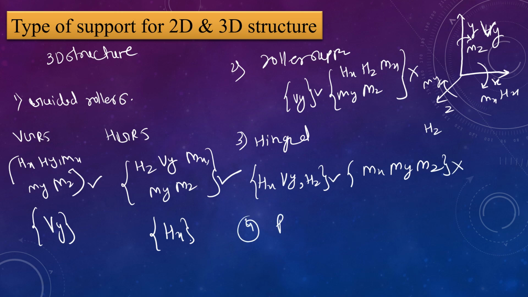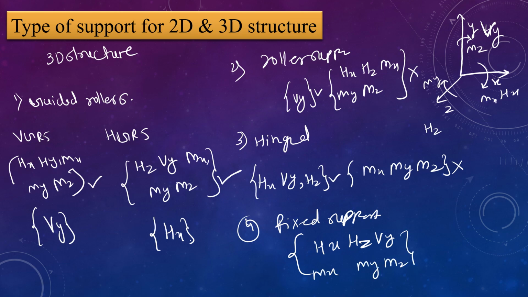Then the last one is fixed support. In the case of fixed support, all values are restricted here. All movements, all forces are restricted. So that's why all the values are present: Hx, Hy, Hz, Mx, My and Mz. Okay, all these values are present here.